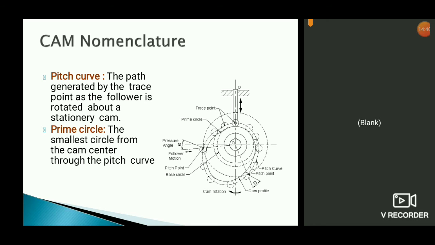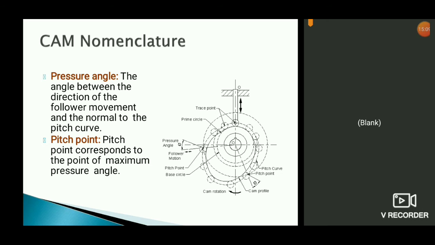Next is the prime circle. The prime circle is the smallest circle from the cam center. So this is the cam center. From the cam center, through the pitch curve, you can see the pitch curve. The smallest circle which you can draw from the center passing through the pitch curve will be the prime circle. So the prime circle will be the smallest circle in the case of the roller follower.